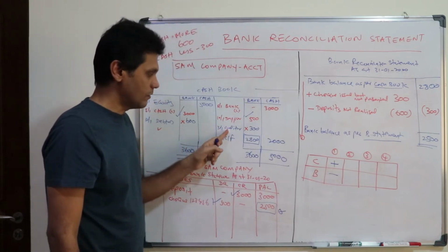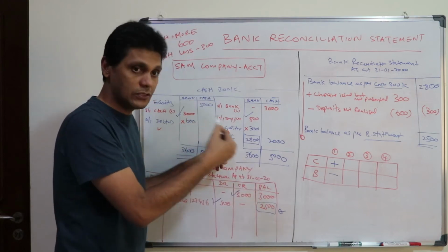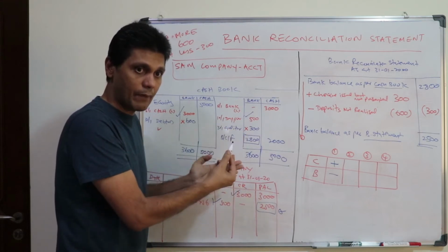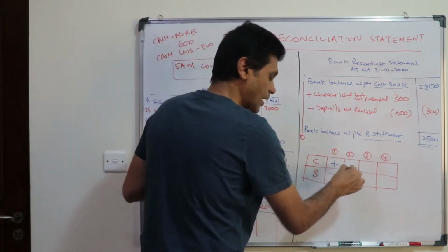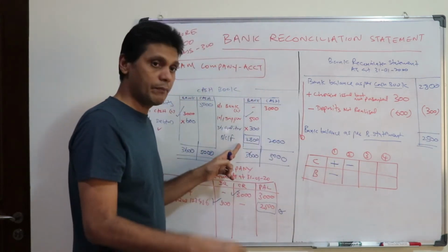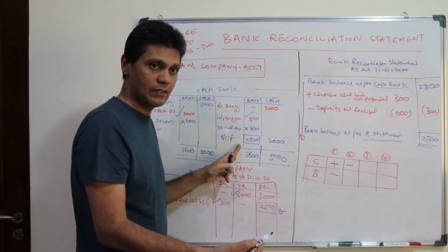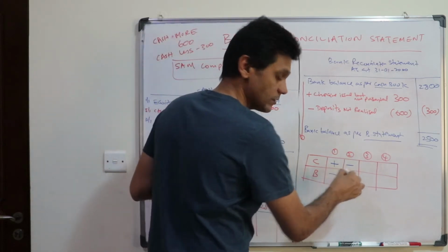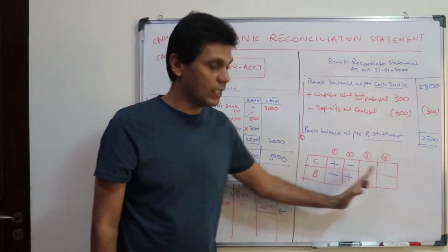This one. We have issued a check. The accountant has issued a check. We credited our bank account, which means our cash book balance is less. So therefore minus. Has it been presented to the bank? No. The creditor did not present the check to the bank. So therefore the bank did not issue money, so the bank balance is more. Therefore plus. Only two differences. If you have more differences, you can continue this.